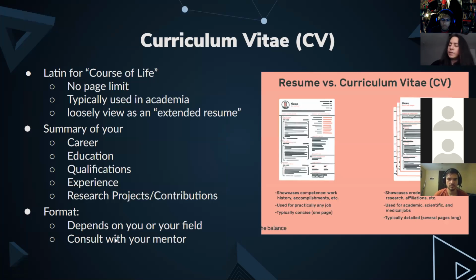And so now we move on to the CV. Just so that everyone's aware, because I wasn't aware what exactly a CV was when I was an undergrad, it's Latin for course of life. There's no page limit, and this is typically used in academia. You can kind of view it as an extended resume. Really the key difference is that it's meant to showcase your credentials to do research, and it's typically detailed. I believe I found a professor's CV one time that was like 75 pages long.